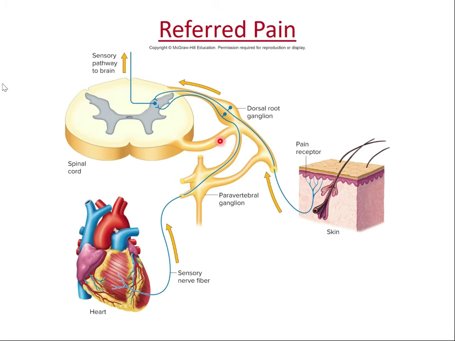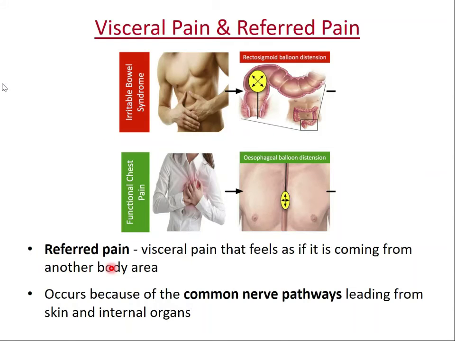And this is what we talked about, how there are neurons that come and they converge into one neuron, and therefore when the projection happens, that will go to the skin and not to where the original pain occurred from. And know what visceral pain is and in relation to referred pain. Referred pain feels as if visceral pain, pain from visceral organs, happens from another area of the body.